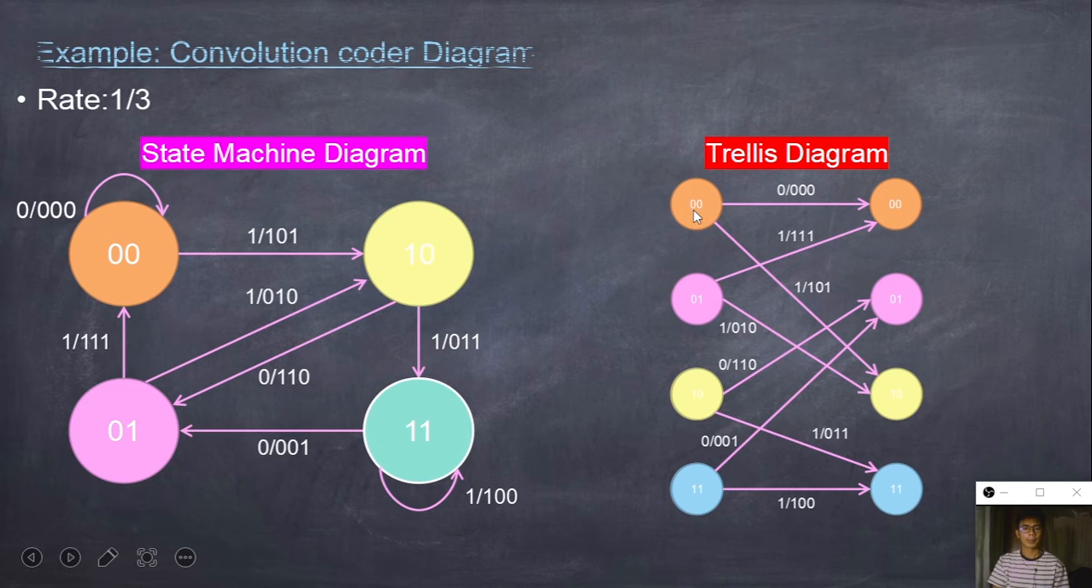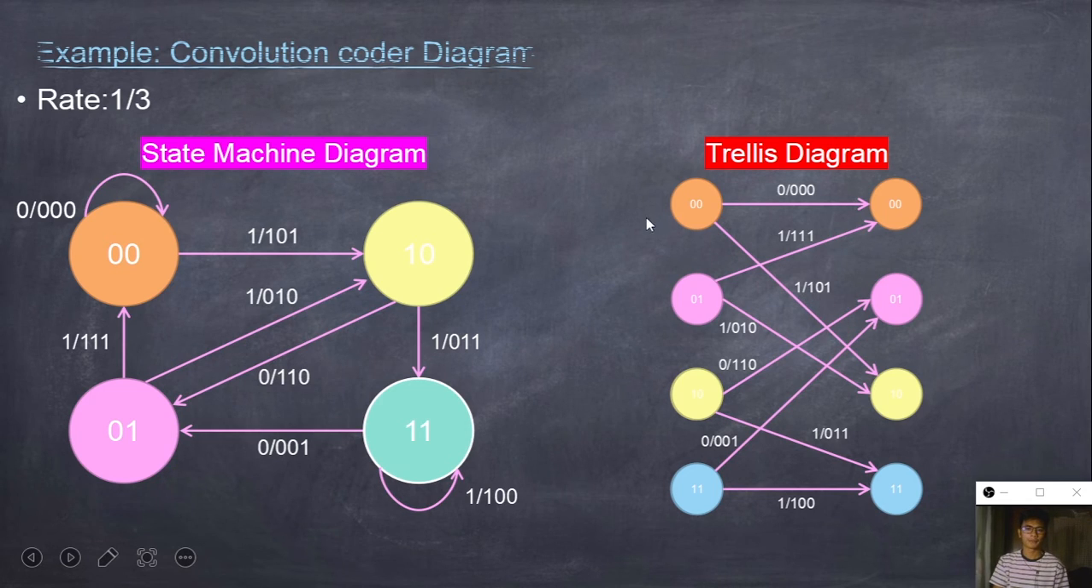If the current state is 0 0 and the next state is 0 0, the arrow goes to the left, not to the right, the input is 0 and the output is 0 0 0. And for this, same as the state machine diagram, if the current state is 0 0 and it goes to 1 0, with the same reference, the input is 1 and the output is 1 0 1.